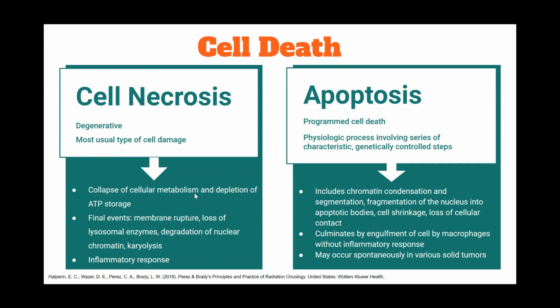In cell necrosis, there will be collapse of the cellular metabolism, there is depletion of ATP storage, the final events being membrane rupture, loss of lysosomal enzymes, degradation of nuclear chromatin, karyolysis, and there is always an inflammatory response to cell necrosis. While for apoptosis, there is chromatin condensation, segmentation, fragmentation of the nucleus into apoptotic bodies.